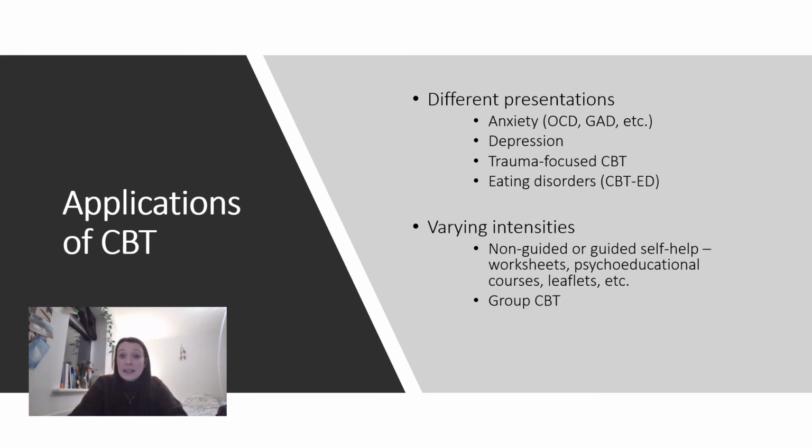Could be group CBT, group therapy. It could be individual CBT. It could be individual once a week. It could be once every 2 weeks.